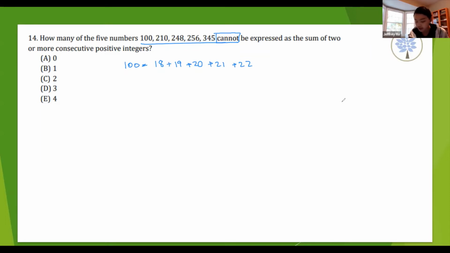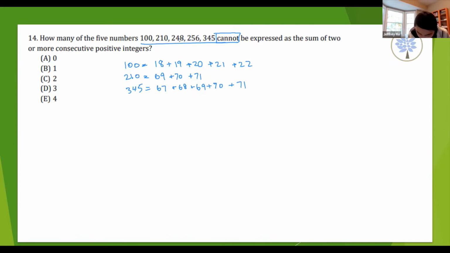210 is a multiple of 3, so we can write it as a sum of 3 integers. And 345 is a multiple of 5. So we could just write this as 67 plus 68 plus 69 plus 70 plus 71, which leaves 248 and 256.